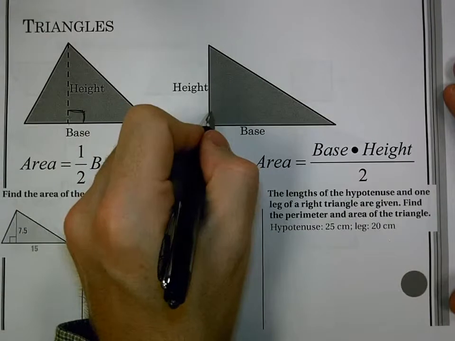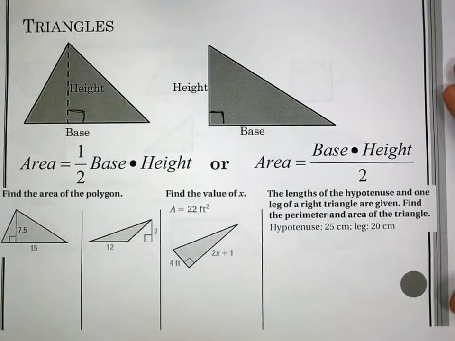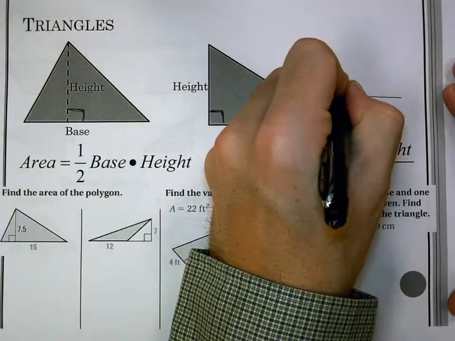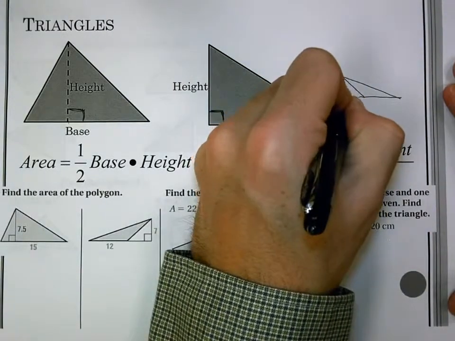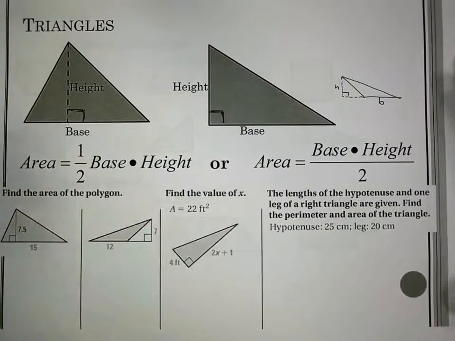The height and base here are actual legs, but they're still perpendicular to each other. That will also work. And a third case you may see is when you have an obtuse angle. This would be your height, and your base would be there. In that case, your height could be outside the triangle, but it's still measuring how tall the triangle is.